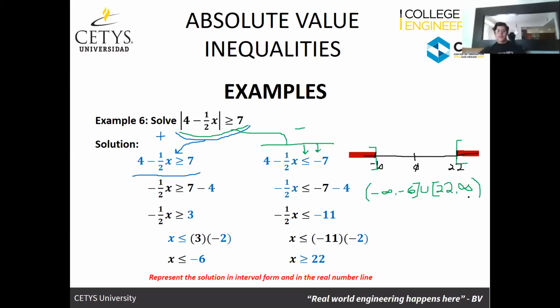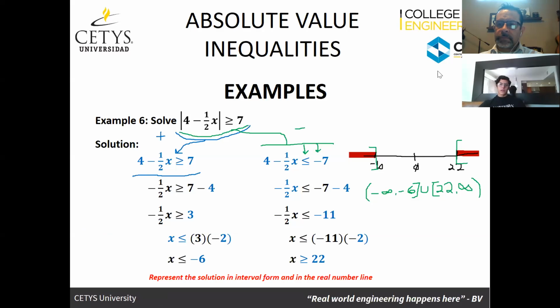Yes, I have a question. Yes, go ahead, Javier. I kind of got confused with that. The signs flip when you multiply by a negative number, and my question is, why don't they flip in this case? Okay, could you repeat the last part again, please? That when we multiply by a negative number in inequalities, the signs flip, but in this case, they don't.